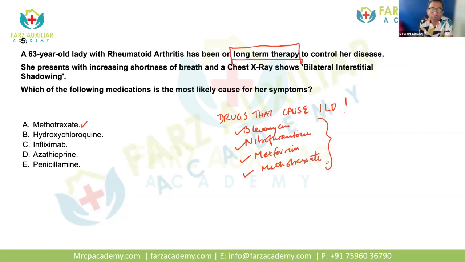So please remember these, because again, this is quite a common question in MRCP. What are the drugs that can cause interstitial lung disease? So the bilateral interstitial shadowing means that there is increased reticular markings, and the interstitial shadowing indicating evidence of pulmonary fibrosis.